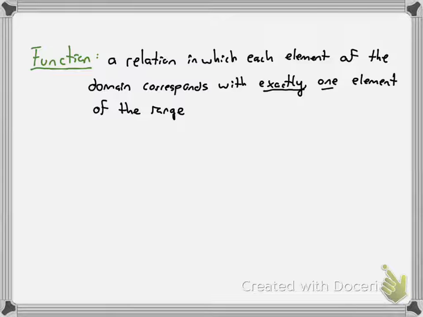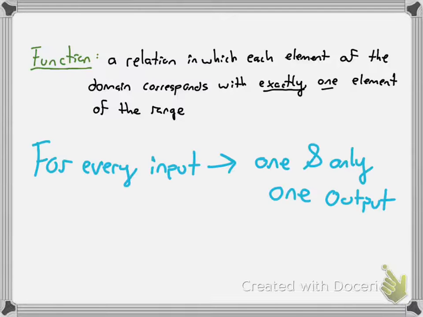So from relations, the main thing we're going to focus on is functions. A function is a specific type of relation where each element of the domain corresponds with exactly one element of the range. So to simplify this, for a relation to be a function, for every input there is one and only one output.